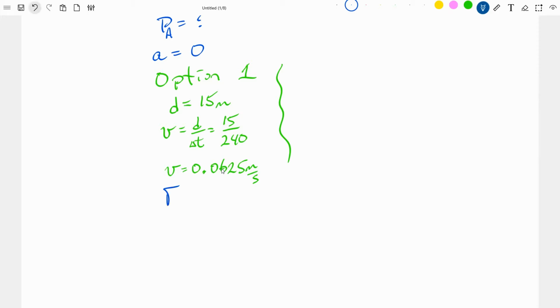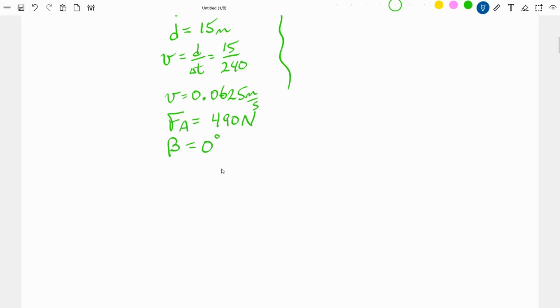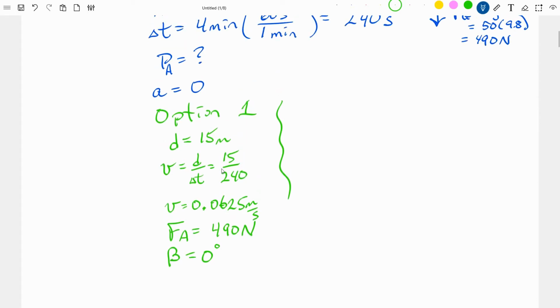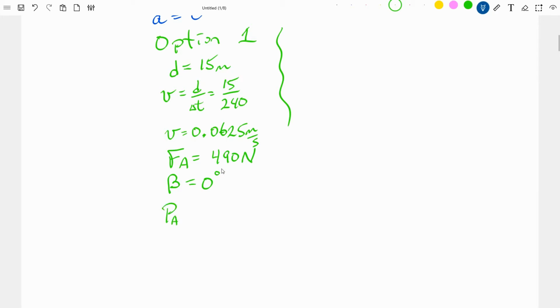The applied force, let me just go back to my green here for consistency. The force applied, which I worked out separately, is now known to be 490 newtons. And I'll emphasize that it's being pushed in the exact same direction that it's moving. This applied force is up, it's moving up, so there's a 0 degree beta angle. One of our equations for power, which is what we're actually after here, right? Power of any particular force is equal to the size of that force multiplied by the speed of the motion times the cosine of the angle beta.